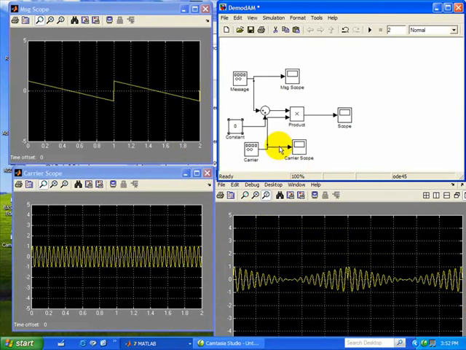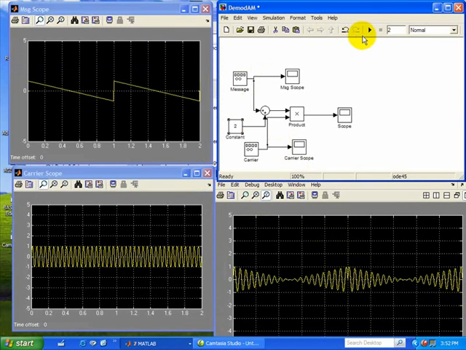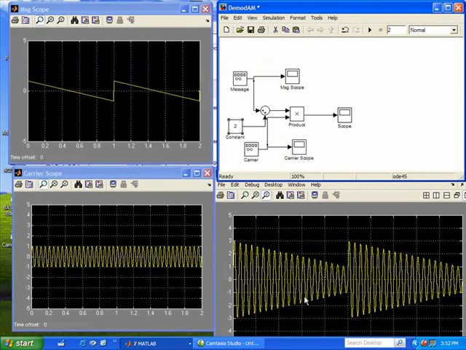This amplitude modulated signal, if I put the constant back into the carrier and run it again, this amplitude modulation with large carrier is used in your AM radios, which range in frequency from 530 kilohertz to 1600 kilohertz. That's it for the demonstration for amplitude modulation.